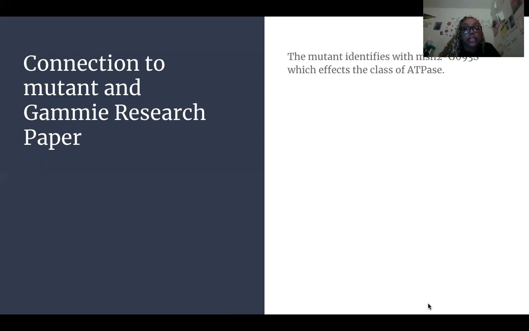So how does this connect to our mutant and gamete research paper? The mutant identifies with MSH2 G693S, which affects the class of ATPase. So this is the MSH2 gene mutation that I just mentioned that has dominant mutator effects, and the class of ATPase just affects which proteins will carry in that ATPase.